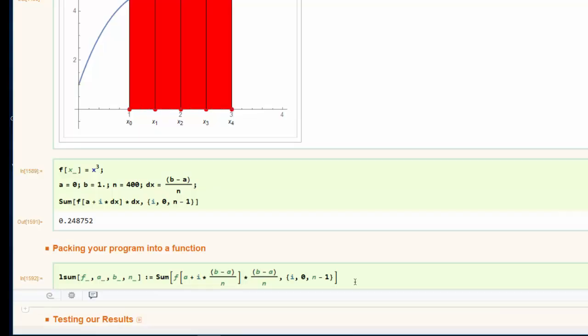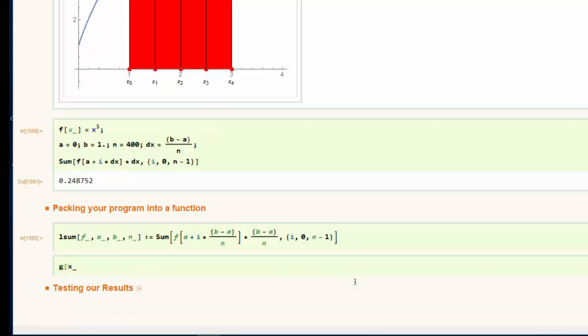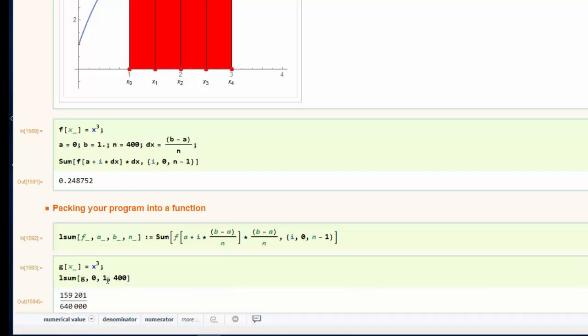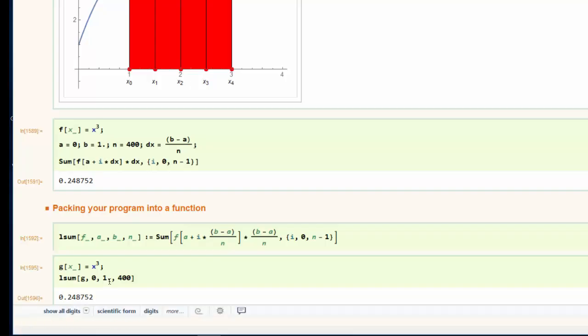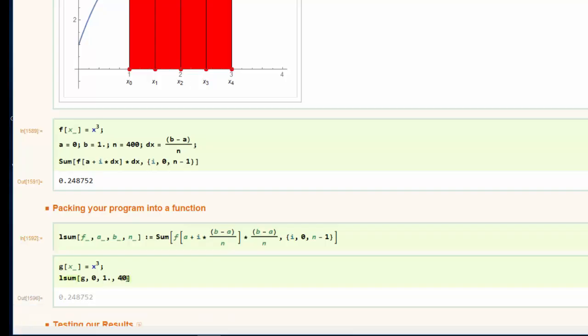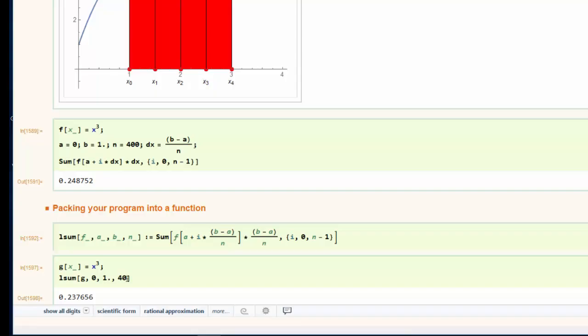So to use my function, I would just define something. Here I'm defining what function I'm going to use. Maybe it's x to the third power like we did before. So I've defined a function g, and I will call my program and say I want to look at the left sum approximation for the function g, where I'm integrating from 0 to 1, and I'm going to use 400 steps. And I can just kick out some value. Once again, a decimal in to get a decimal out. And here I could just modify the inputs to get different values.